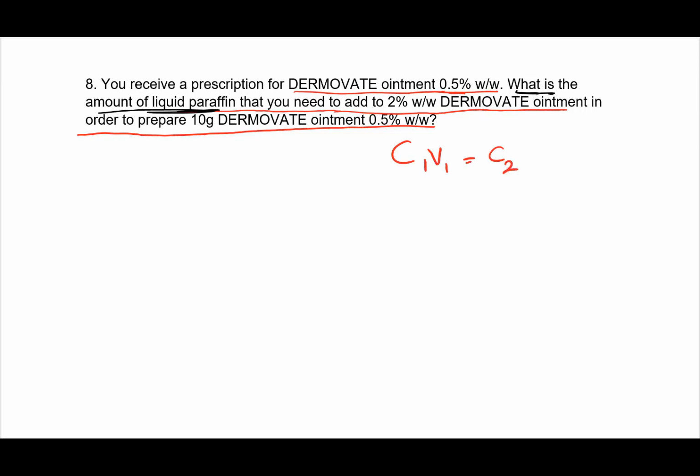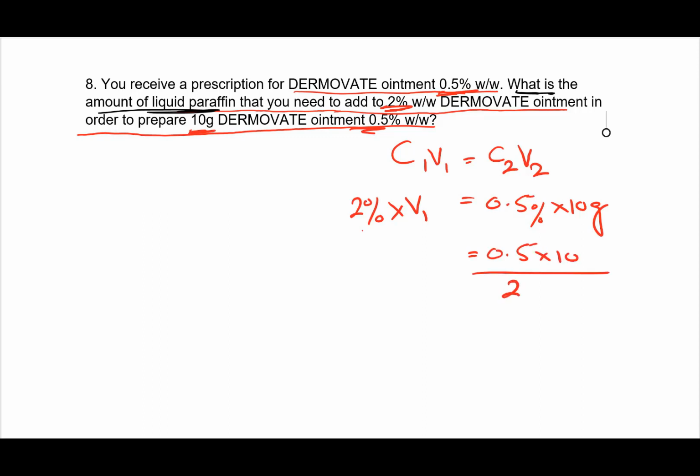I have to make 0.5% of the cream, and I have to make 10 grams of it. The starting cream which I will dilute to make it is 2%. So that's given here. Let's calculate the amount of this starting or initial cream I would take to make this preparation. So let's simply solve this equation first. That gives 2.5 grams.